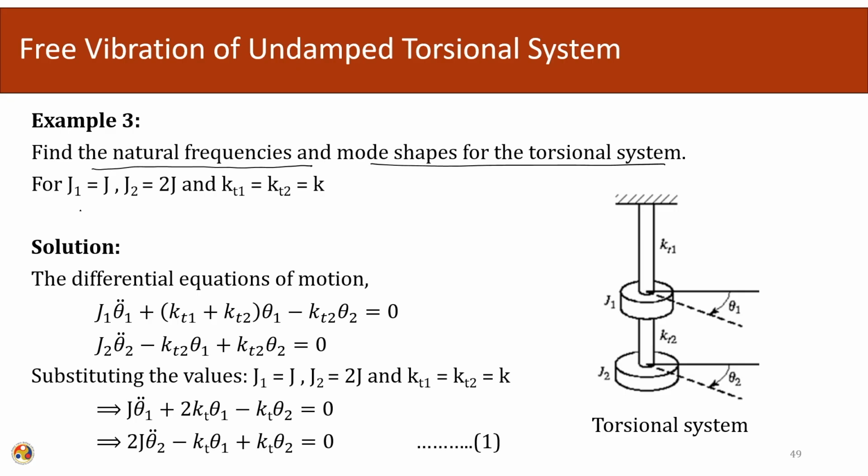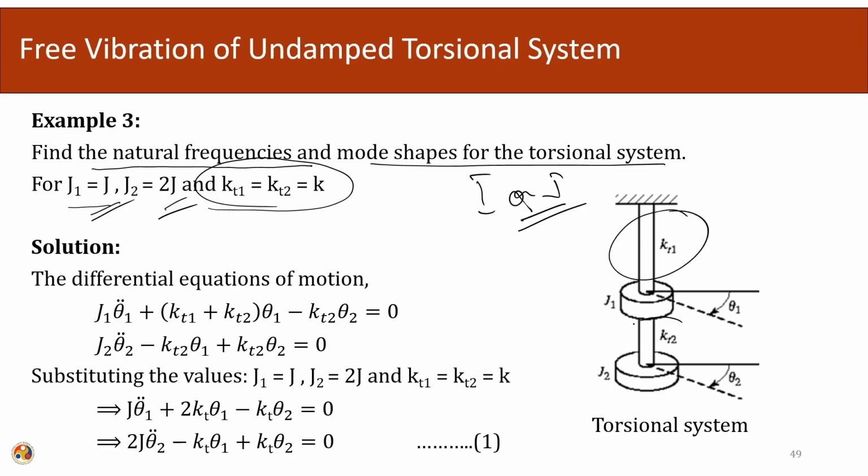So, the rotational inertial component I1 or J1, interchangeably we denote by I or J. This is nothing but the rotational inertial component. We use mass when we are dealing with the translation motion, and we use I or J when we are dealing with the rotational part. Here the value of J1 is J, J2 is twice J, and the value of rotational stiffness is the same, KT1 and KT2 are the same.